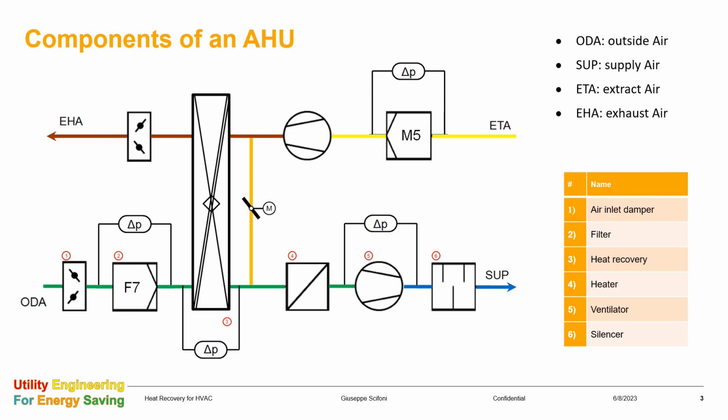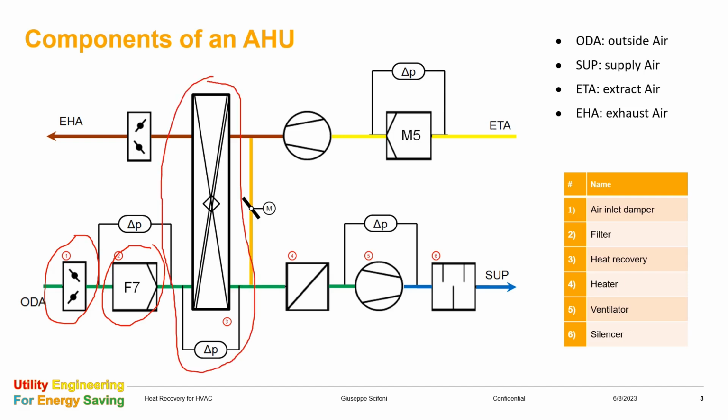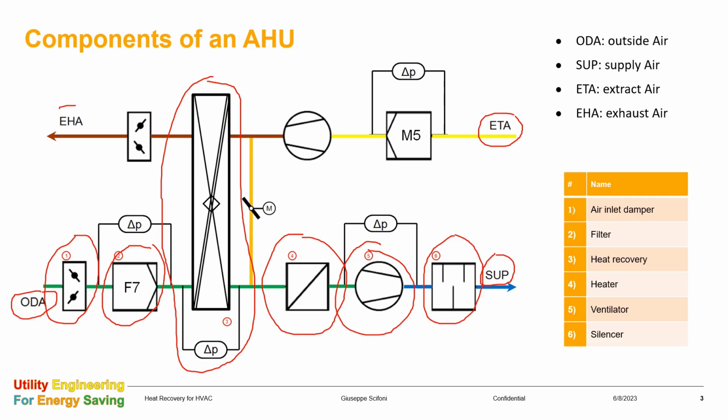In the schematic, it is represented a typical air handler. The different components are displayed with red numbers. Starting from the left, air inlet damper, number 2, filter, number 3, heat recovery exchanger, number 4, heater, number 5, ventilator, and number 6, silencer. As you can see, there are 4 air streams shown by different colors. Outside air is in green, supply air in blue, extract air in yellow, and exhaust air in brown.